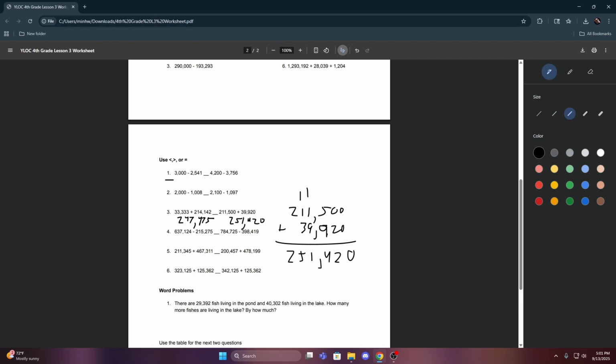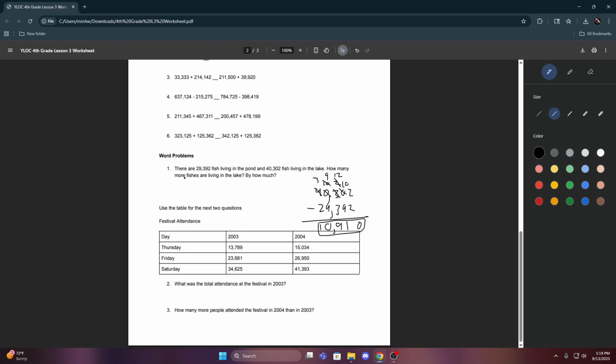And again, if you take a look here, that 10,000s place is greater on this right side, so the sign will go that way. Now let's try some word problems. There are 29,392 fish living in a pond and 40,302 fish living in the lake. How many more fish are living in the lake? By how much? Now this problem is asking us to find the difference between the amount of fish in the lake and the amount of fish in the pond.